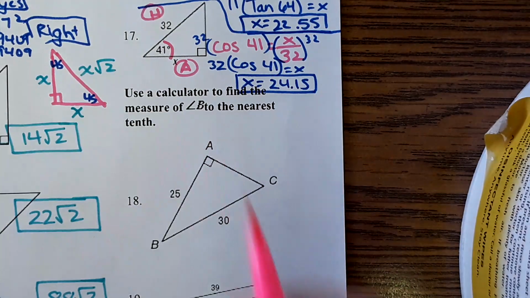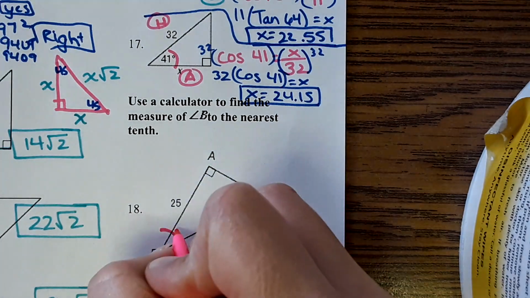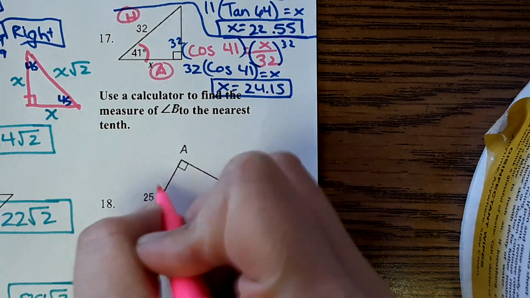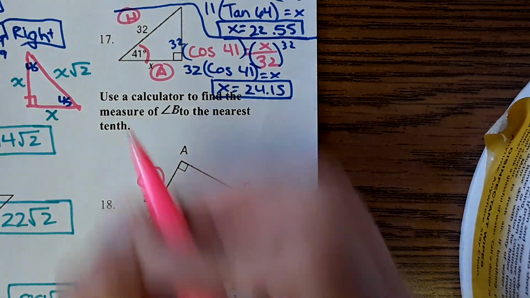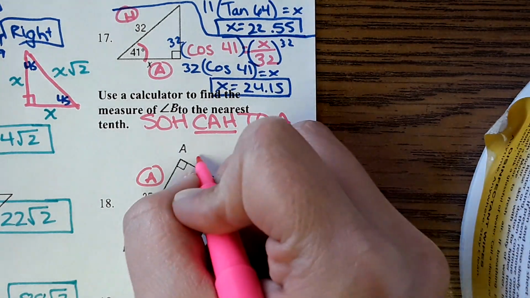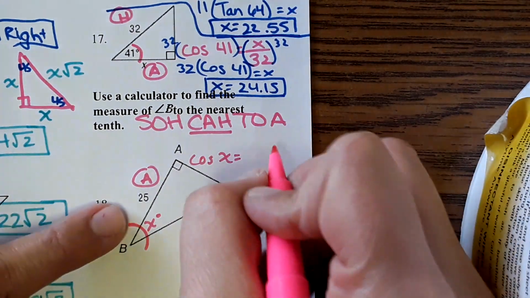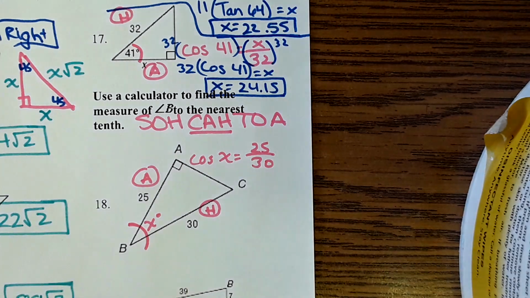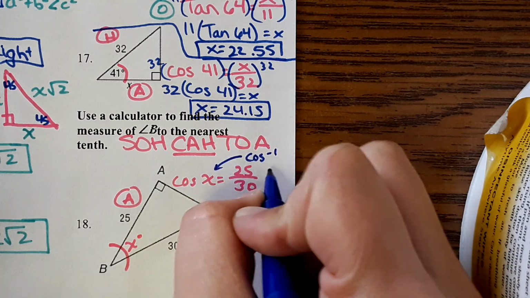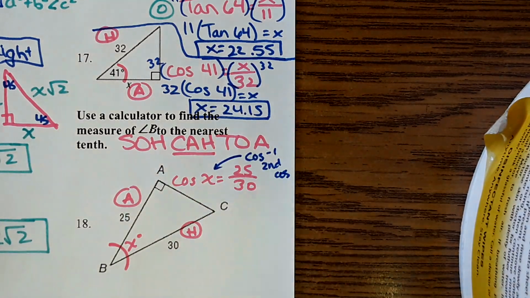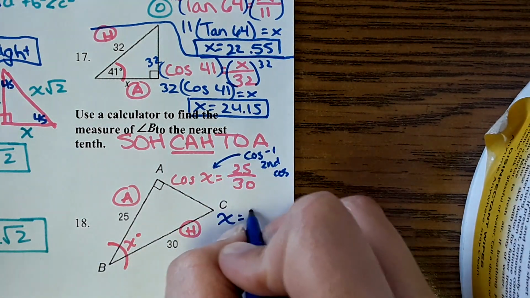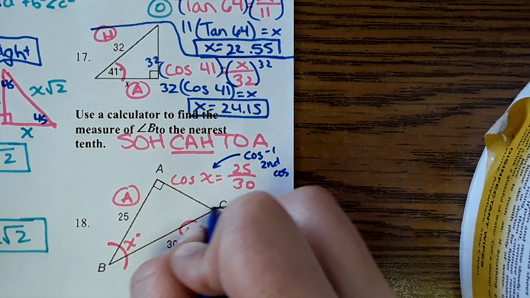Okay, use a calculator to find the measure of angle B to the nearest tenth. So now we're finding the measure of the angle. So the angle is x. Based on this angle, we have hypotenuse and adjacent. So based on SOHCAHTOA, we're going to be using cosine. So cosine of x equals 25 over 30. And since we're finding the angle measure, we need to use inverse. So cosine to the -1 or second cosine in the calculator. And it comes out to x equals 33.56 degrees.